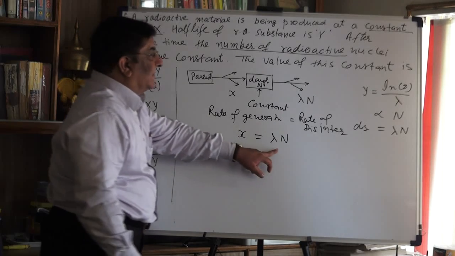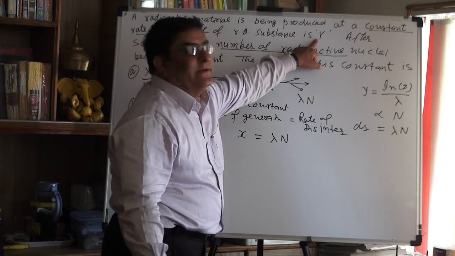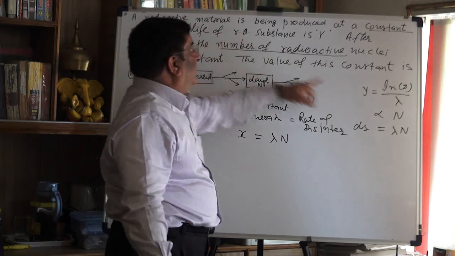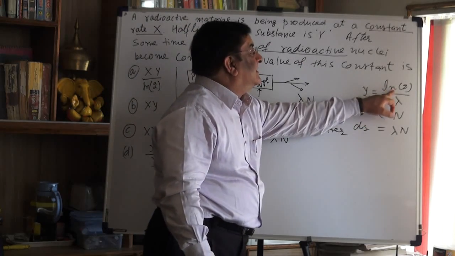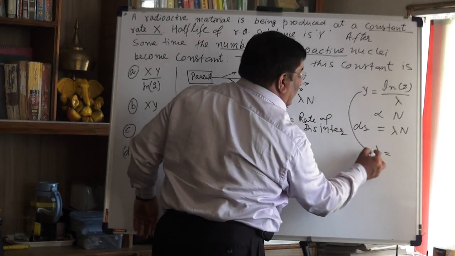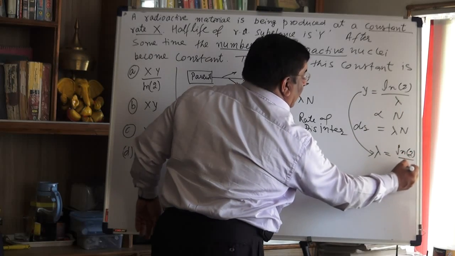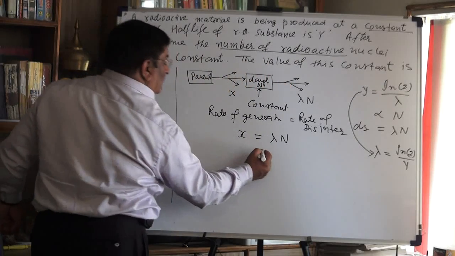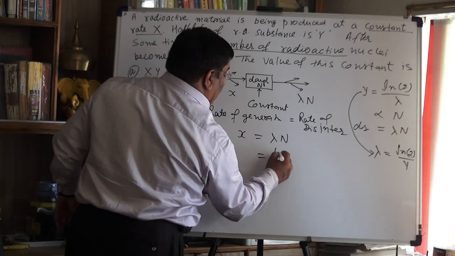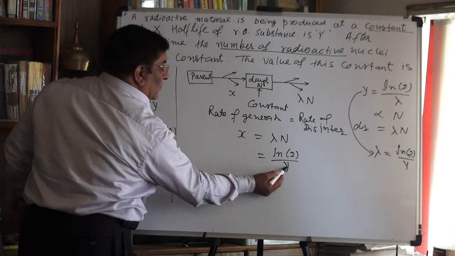But this lambda we can translate into y. How can we translate it? Here is the relation with half-life. y is the half-life, y is log 2 upon lambda, so lambda is equal to log 2 upon y. So this lambda we will replace by log 2 upon y.